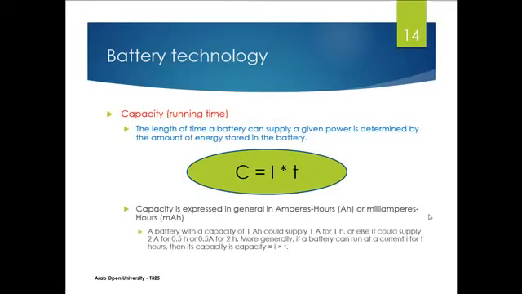So let's consider this example. If we have a battery with a capacity of 1 ampere hour, this means it can supply 1 ampere current for 1 hour, or let's say 2 ampere but for half an hour. So the capacity is what is stored in the battery. Depending on the current we're going to draw from the battery, we can have an idea about how much time it can last for.